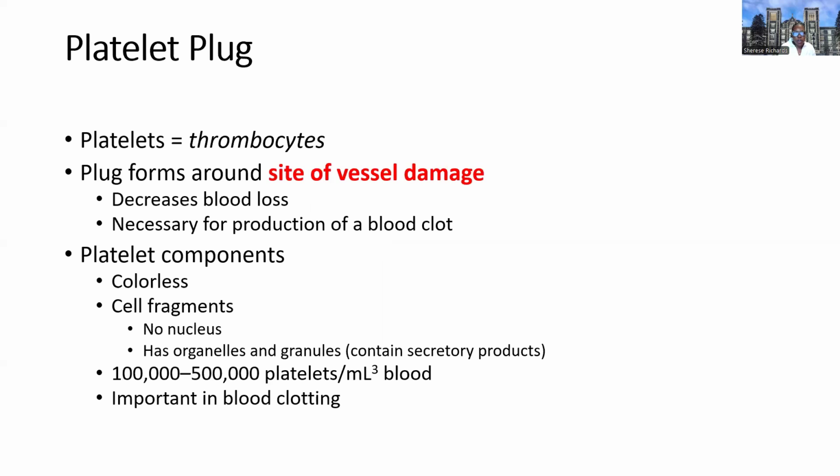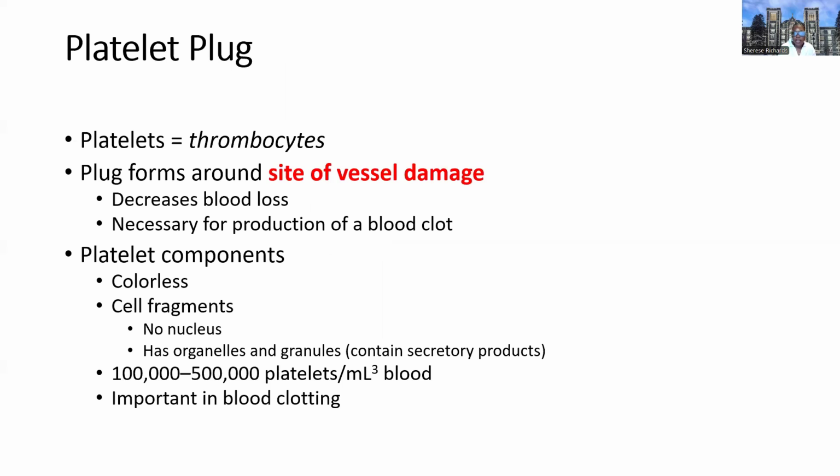Now we're going to work to form a platelet plug. And platelets are thrombocytes. They are basically cellular fragments, so they are not cells. And if you think about the cell lineage that they're derived from, they come from a megakaryocyte, a very large blood cell that basically explodes, right? It explodes into many pieces, and those pieces are called thrombocytes or platelets.